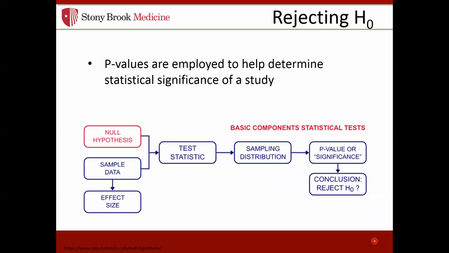This brings us to the concept of how to reject the null hypothesis. A sample is taken, a null hypothesis is generated, appropriate statistical tests are done, and then a p-value is generated. This is compared to the alpha, and then it is deemed whether or not it is significant. If it is indeed significant, then you do reject the null hypothesis.